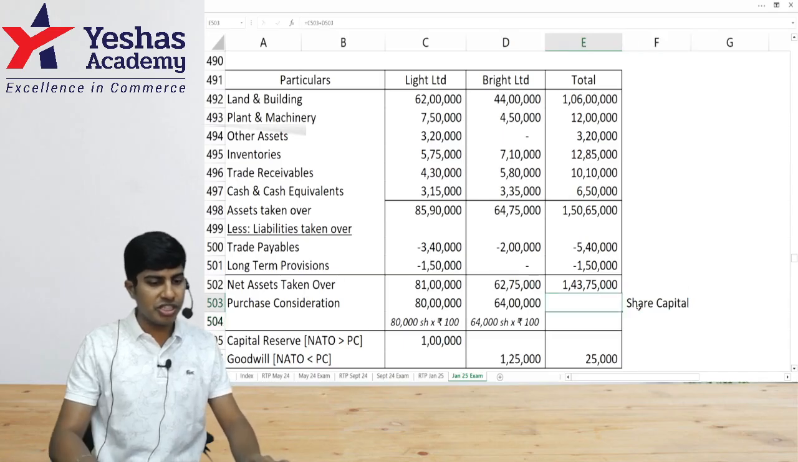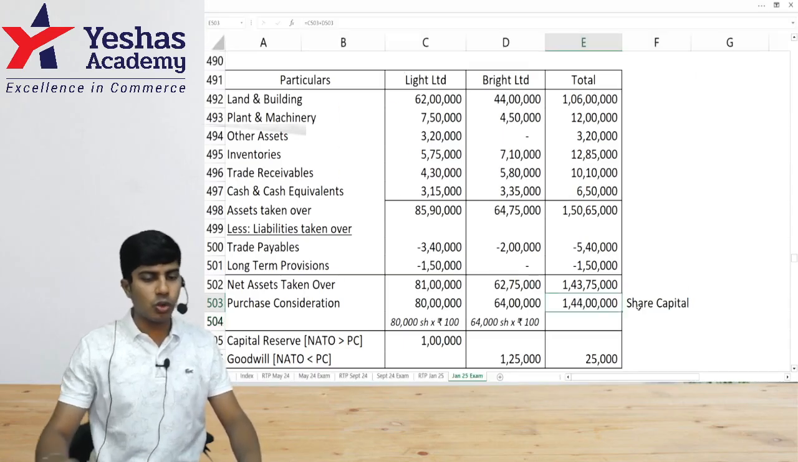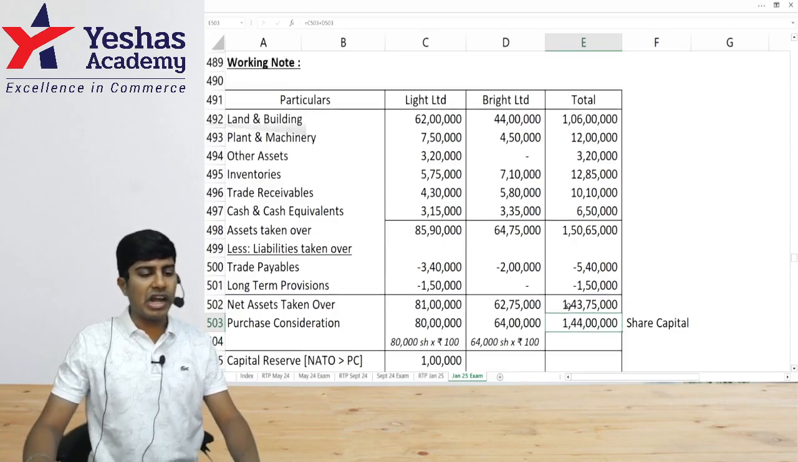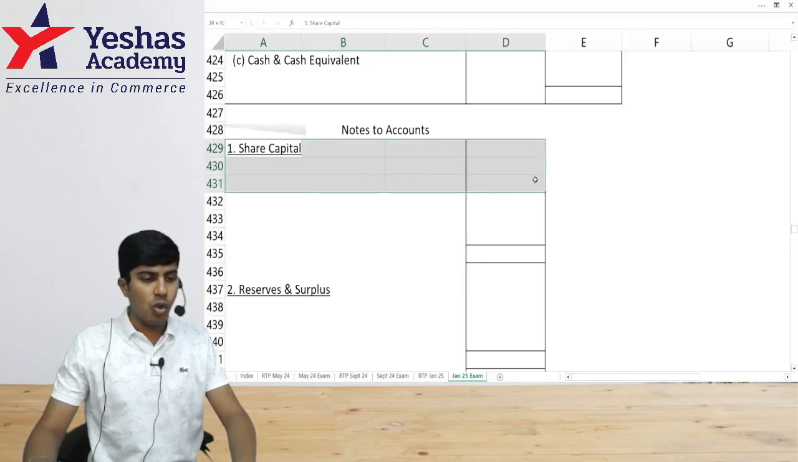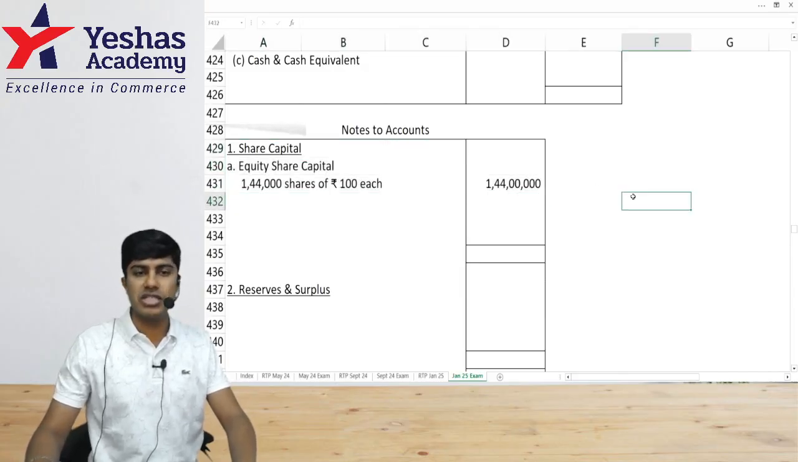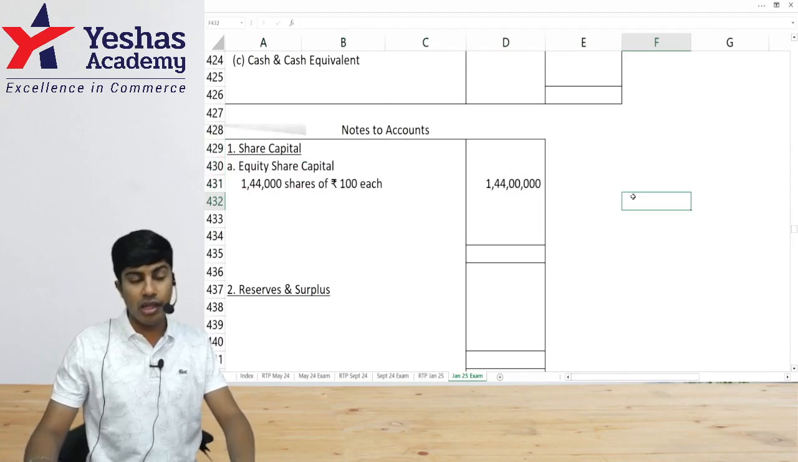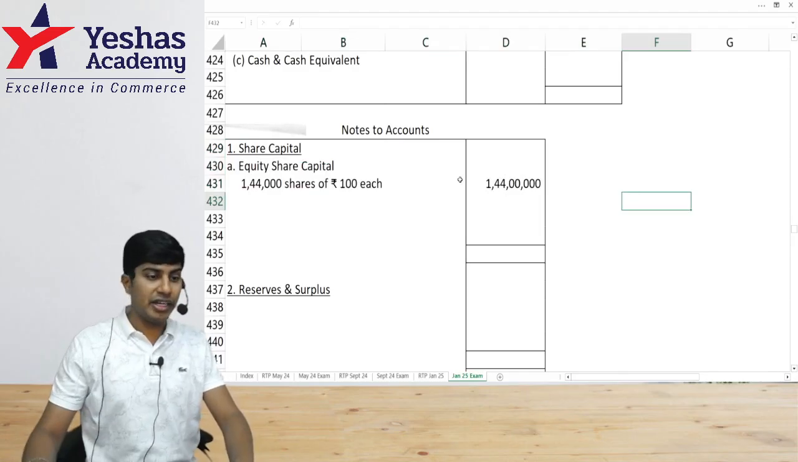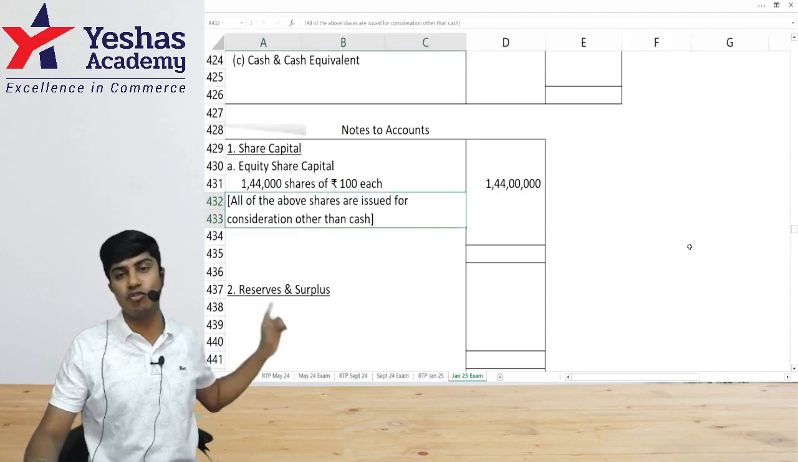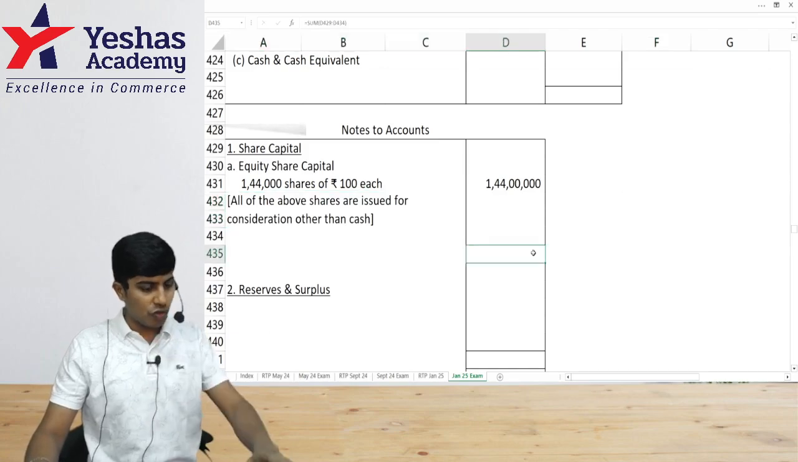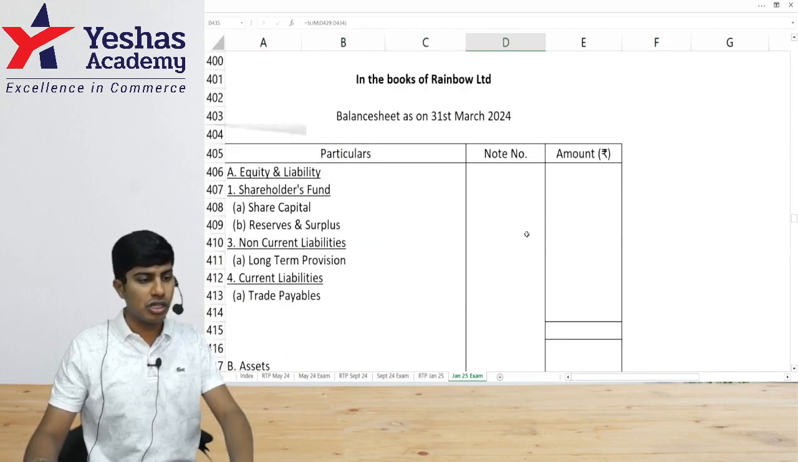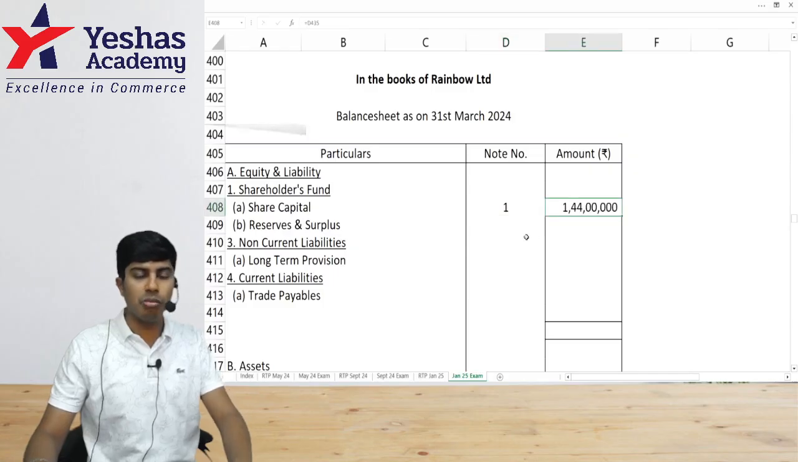Am I right? How much is share capital? 1 crore 44 lakh, which is 1,44,000 shares of rupees 100 each. I would write my share capital as 1,44,000 shares of rupees 100 each, 1 crore 44 lakh. Mandatory disclosure: the entire 1,44,000 shares are issued for non-cash consideration. I have to mention this. Done. 1 crore 44 lakh is the total of notes to accounts. It will go to share capital, note number 1.